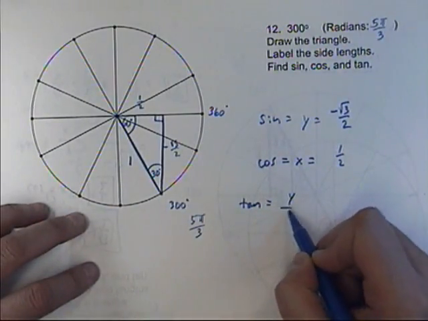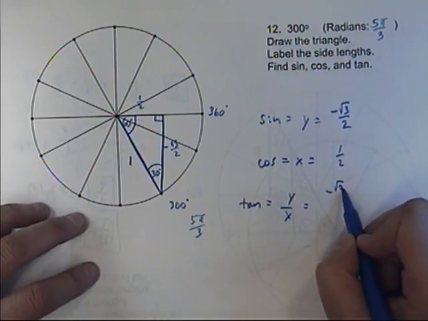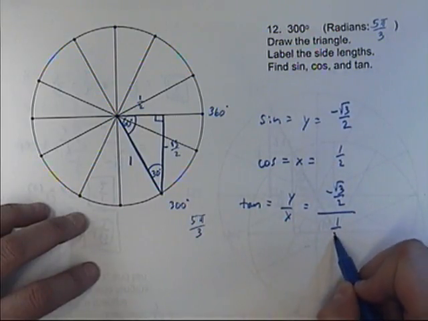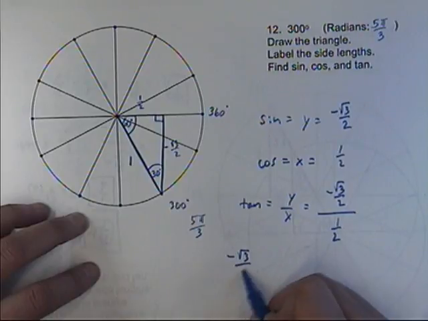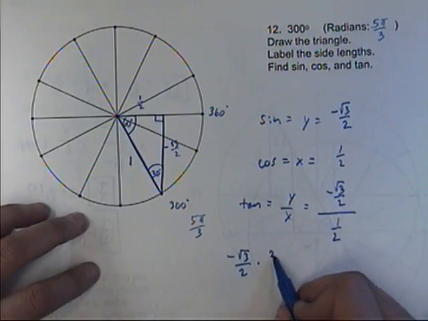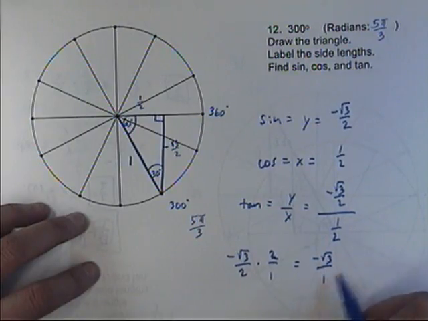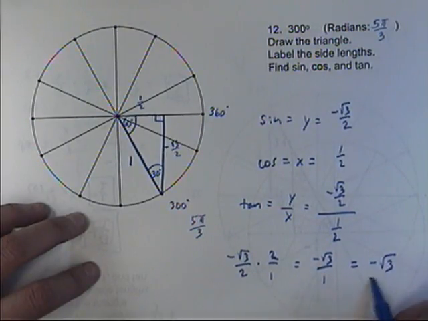And your tangent is y divided by x, so negative square root of 3 over 2 divided by 1/2. So I'll take that and multiply it by the reciprocal of 1/2, which is 2 over 1. The 2's are going to cancel, and you get negative square root of 3 over 1, which is just negative square root of 3.